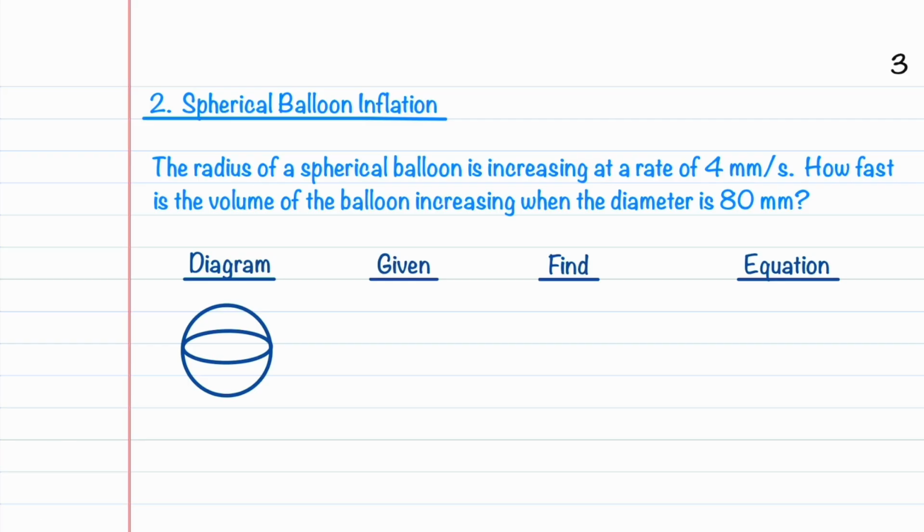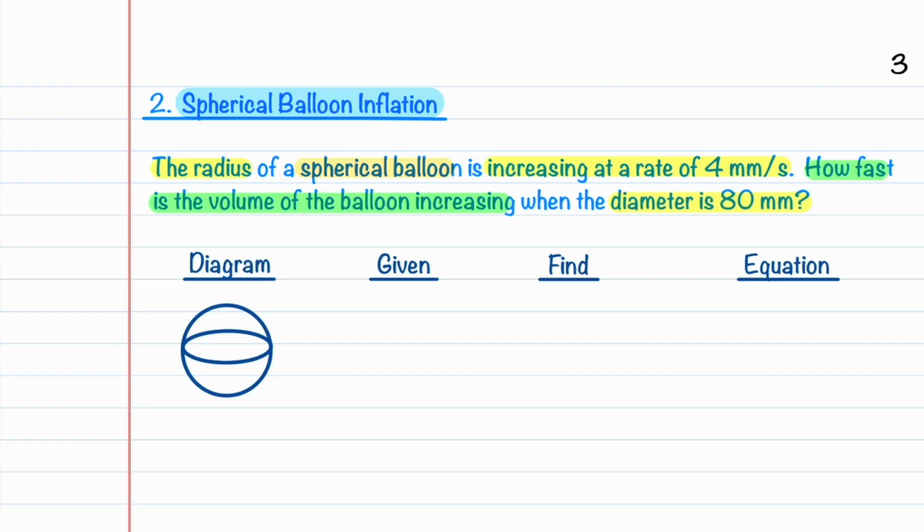We are now going to look at a related rates problem that involves a spherical balloon inflating. We are told that the radius of a spherical balloon is increasing at a rate of 4 millimeters per second. We want to find how fast the volume of the balloon is increasing when the diameter is 80 millimeters.